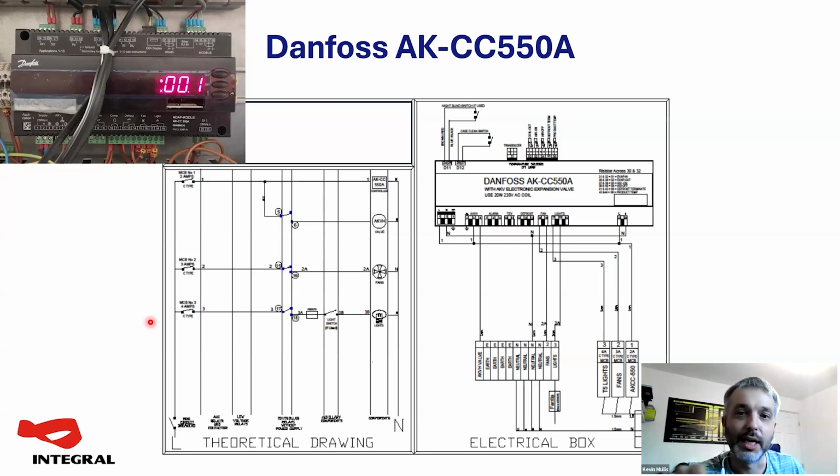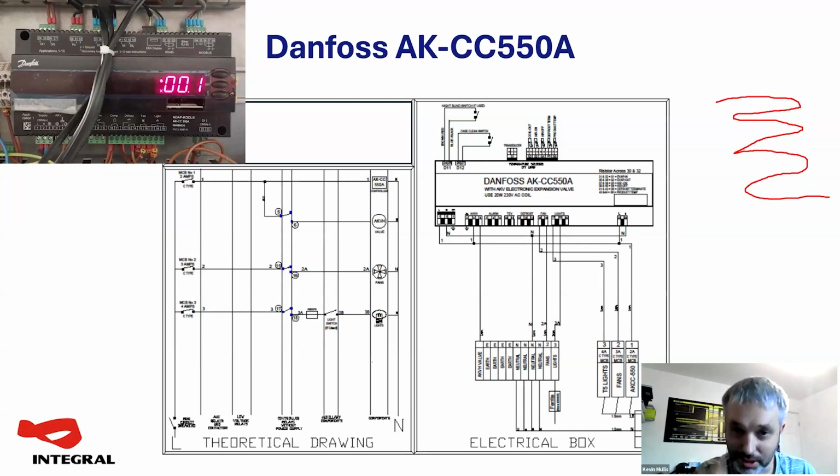You could use a coil-in probe for your evaporating temperature or a transducer. With the 550A, they want you to use a transducer for your superheat calculation. You can't use the coil-in probe. So we have got a transducer on there, all your probe assignments at the top.